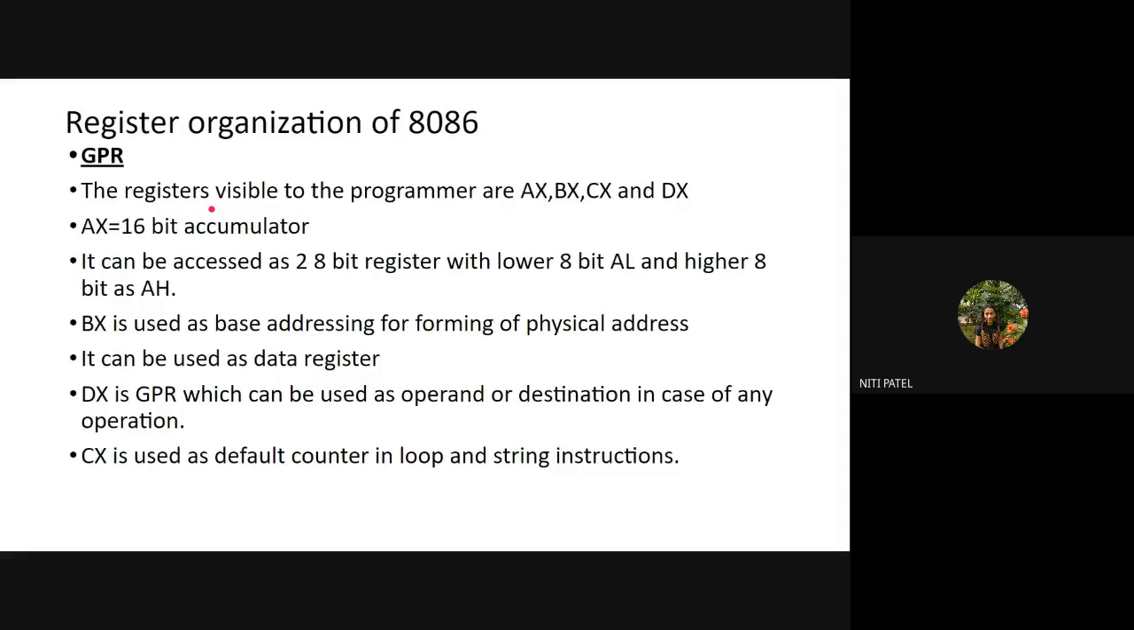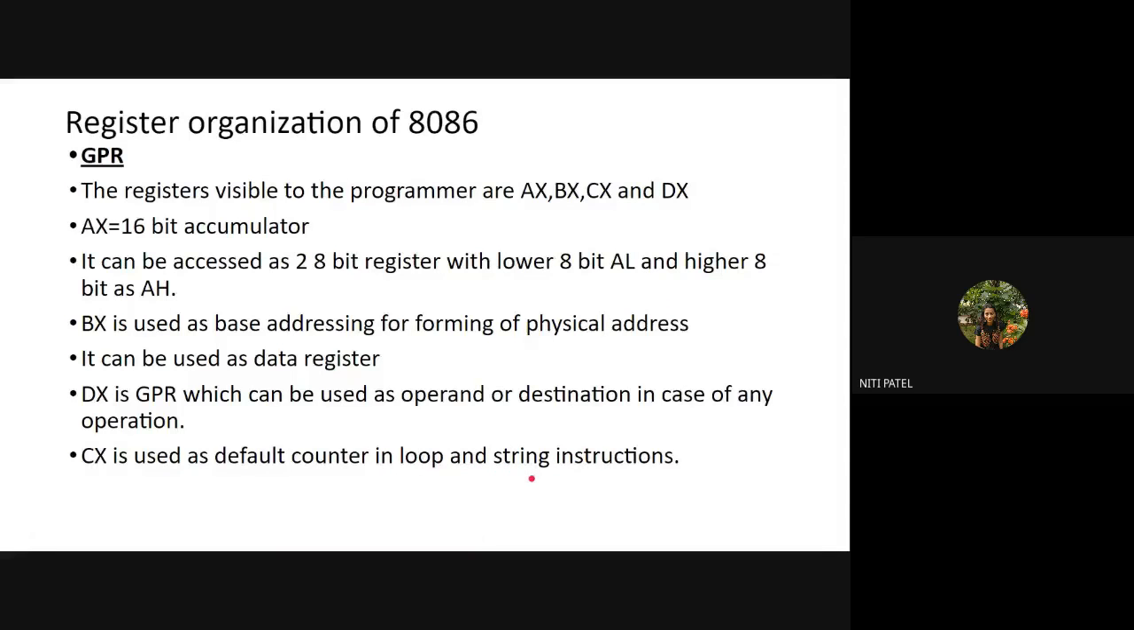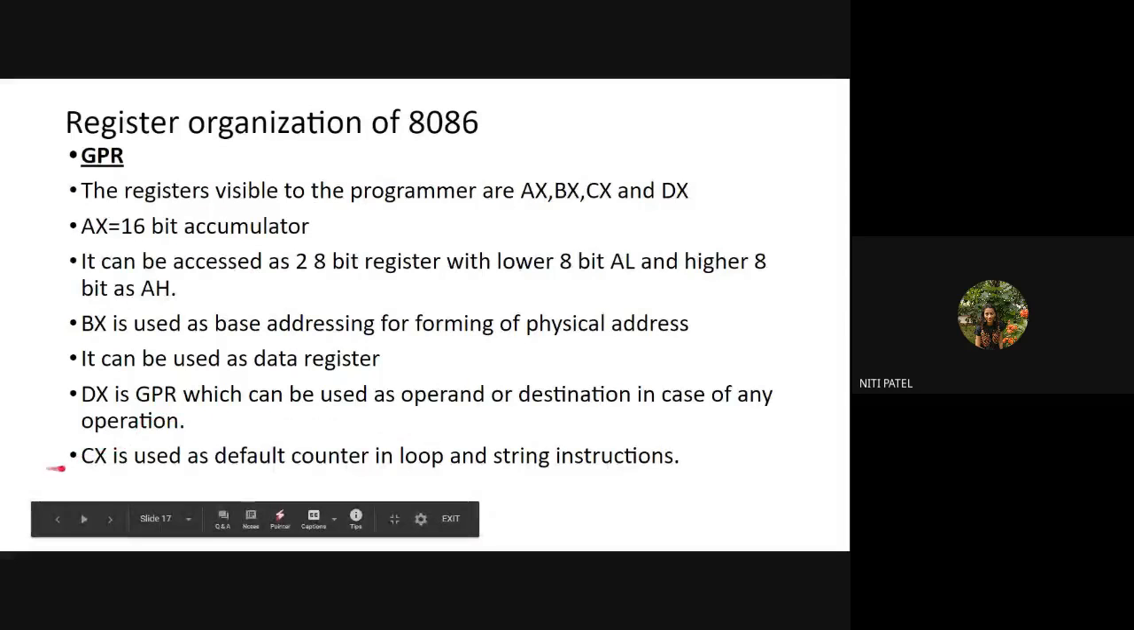Then next we have is CX register. What is CX? It is used as counter. So C stands for counter, when it is used in loop and string instruction. So whenever there is some loop in my program, who will do the counting of that loop? It will be done by your CX register.